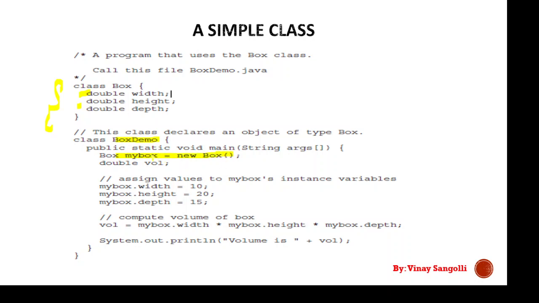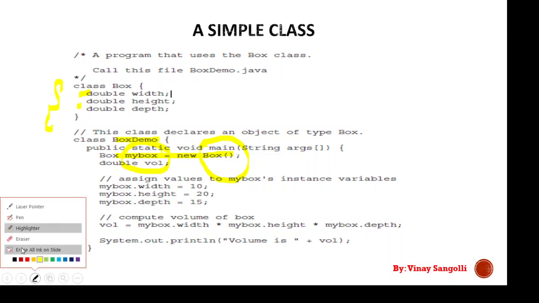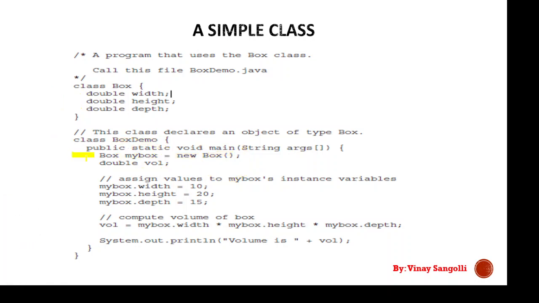So what is this line doing, friends? It is creating an object called myBox, which is an instance of the class Box. This other line is invoking your main function. Now inside this BoxDemo class, we have defined one more variable called volume. And remember again, it is an instance variable.